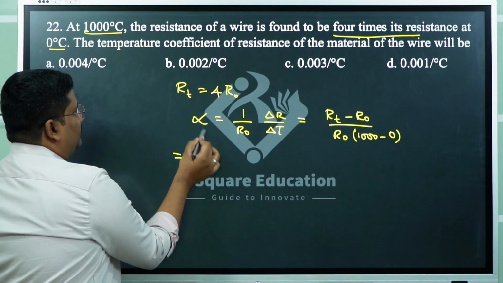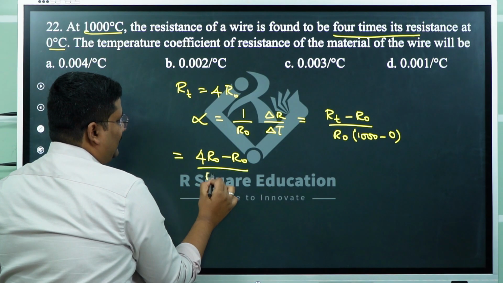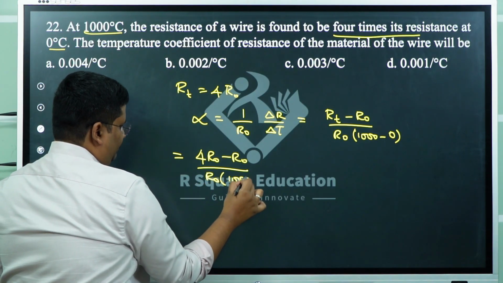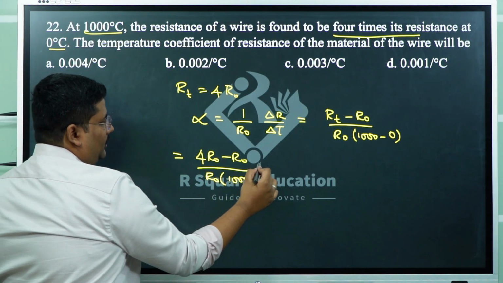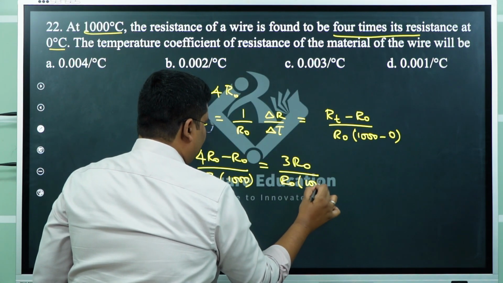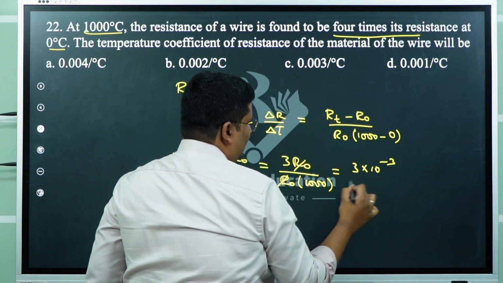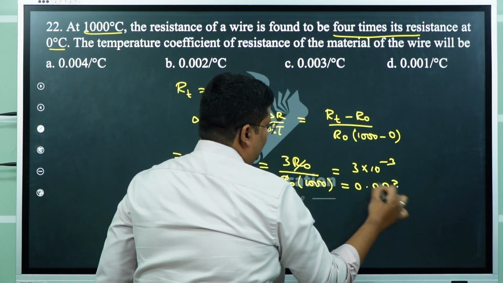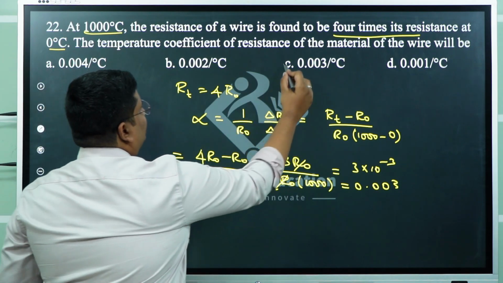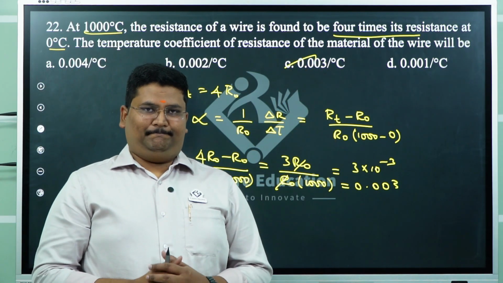So RT is going to be what? 4 times R naught minus R naught, divided by R naught into 1000. So it is going to be 3 R naught by R naught into 1000. So it is going to be 3 into 10 power minus 3, which means 0.003 per degree Celsius. So the answer is option C.